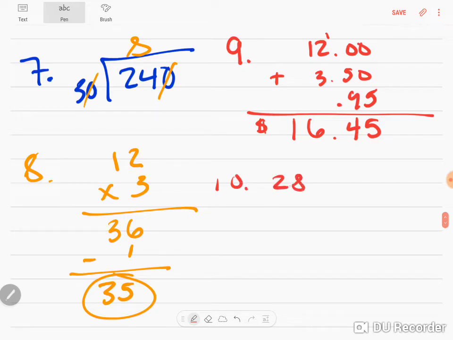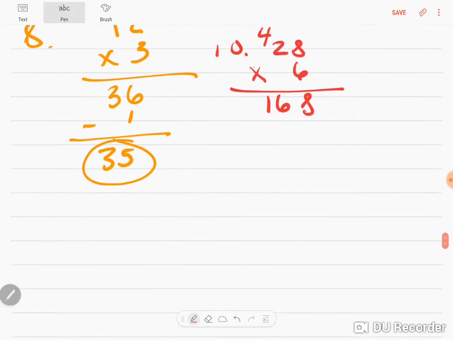This says 28. 1, 2, 3, 4, 5, 6. It says 28 plus 28 plus 28 plus 28 plus 28 plus 28. Another way of saying that is 28 times 6. I'm not going to write 28 six times. I'm just going to do 28 times 6. 6 times 8 is 48. I'm going to put the 8 there and carry the 4. 2 times 6 is 12 plus 4 is 16. Your answer is 168. Number 11.